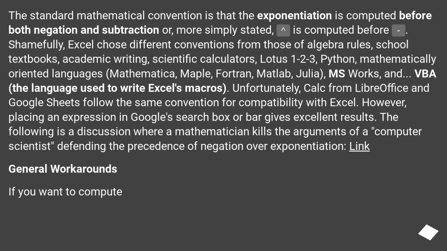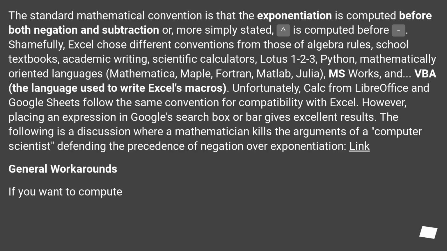Unfortunately, Calc from LibreOffice and Google Sheets follow the same convention for compatibility with Excel. However, placing an expression in Google's search box or bar gives excellent results. The following is a discussion where a mathematician kills the arguments of a computer scientist defending the precedence of negation over exponentiation. Link. General workarounds.